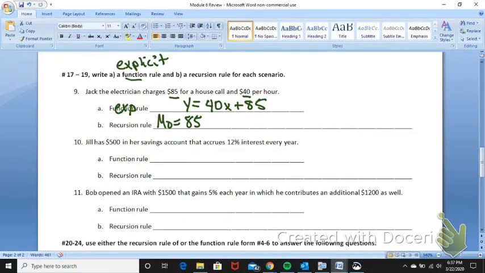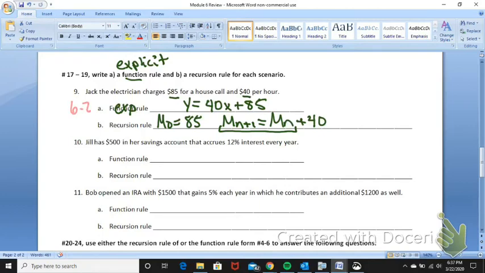So from there, we're going to have our function, or this little notation that we always have with our recursive rule, and then plus our 40 that gets charged for every hour. So that's how we work one of those basic ones that we saw. This is honestly like in 6.2, 6.3, we saw stuff like this.